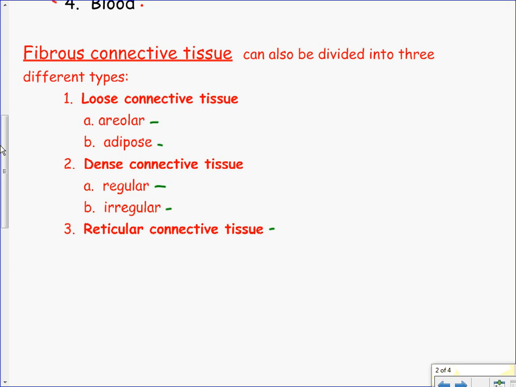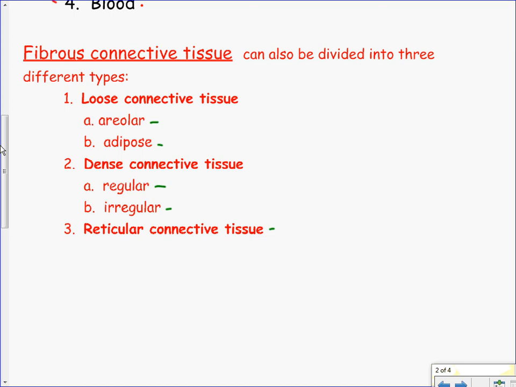It's more about the matrix when it comes to the loose connective tissue. And remember, the matrix is the ground substance, which is kind of the liquidy, or if it's bone, it can be hard, but just the media that it sits in, along with all kinds of fibers. And there can be collagen fibers, elastic fibers, and reticular fibers.